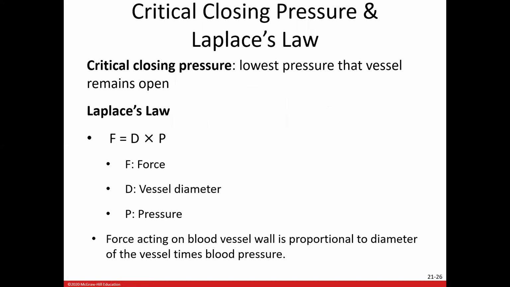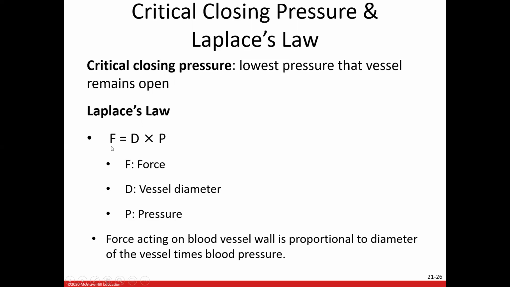Next, we have the idea of critical closing pressure and Laplace's law. So critical closing pressure is the minimum amount of pressure we need for a blood vessel to actually maintain its structural integrity, to be able to stay open and allow blood to flow through. If we are below this critical closing pressure, the blood vessel will actually collapse on itself and not be able to function. It won't have its structural integrity. So we have to maintain some sort of pressure for the blood vessel. And there is a law called Laplace's law that factors this in.